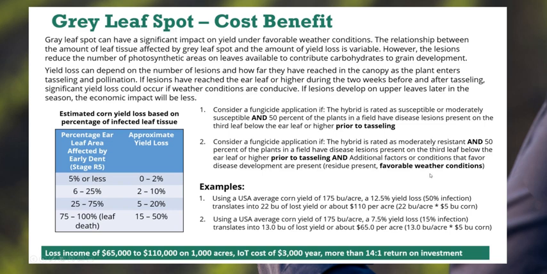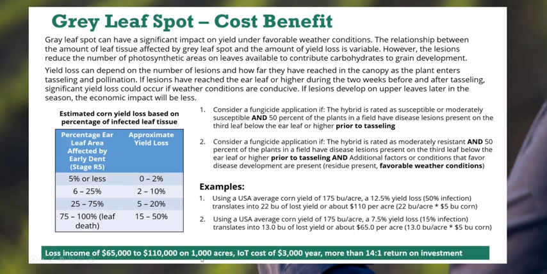So if you pencil this all in as some examples of using the average corn yield of 175 bushels per acre at a 12.5% yield loss or 50% infection, we would lose 22 bushels an acre, or about $110 an acre. Is a substantial amount of money. Even at a lower yield loss, a 7.5 bushels an acre, 15% infection level, we would lose about 13 bushels an acre, or $65 an acre.